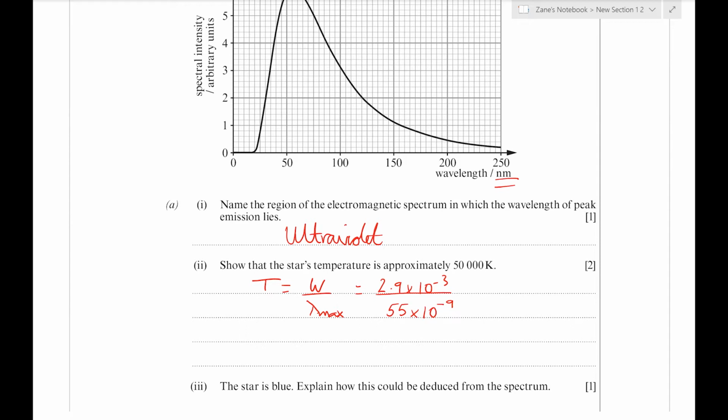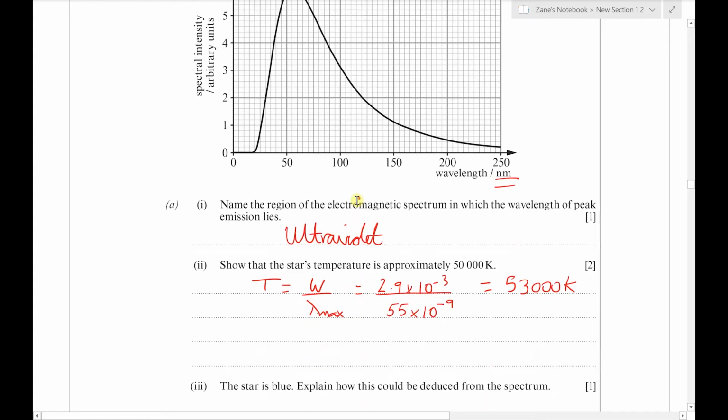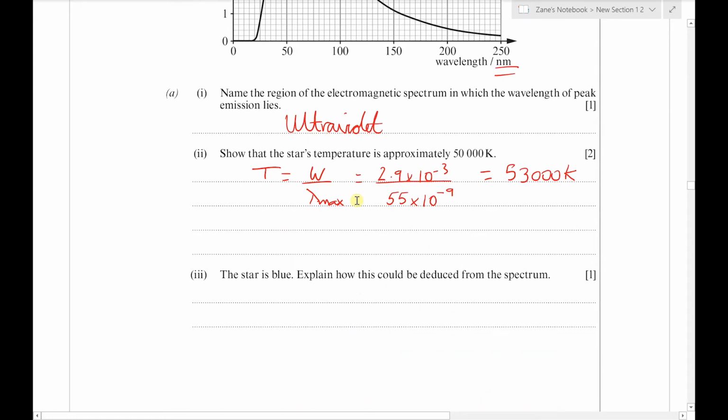And we end up with 52,700, so roughly 53,000 Kelvin. And all we had to do was show that it was about 50,000, so our answer is roughly right. You might have read the peak as a slightly different value there. WJEC will give you sort of half a square either side there, or maybe if they're generous, a whole square either side. But try to read peak values off graphs as accurately as possible.